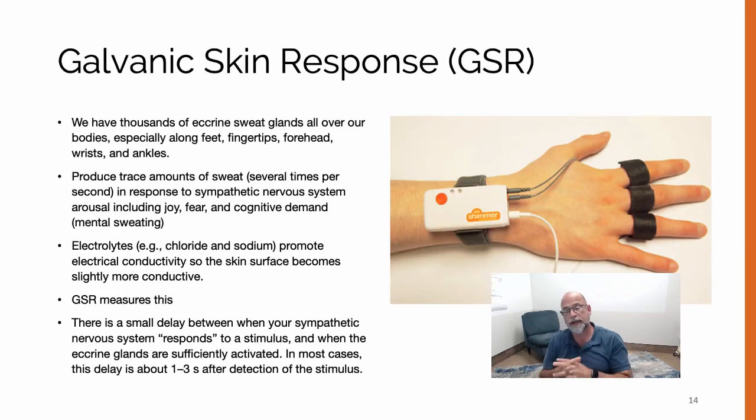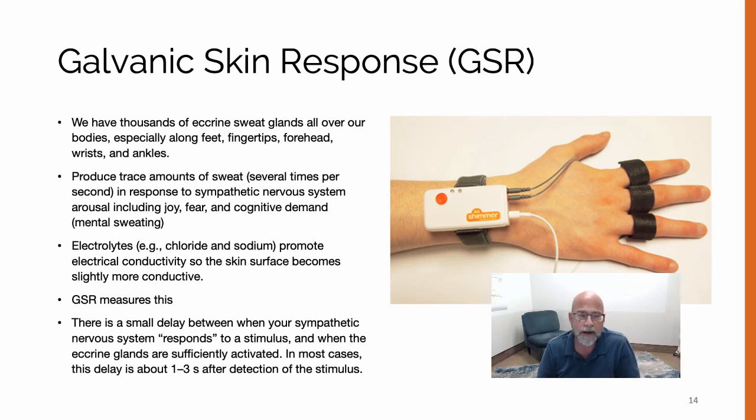Here's another one that I have found some very good use with. That's called galvanic skin response, or GSR. On our hands and various other places, feet, fingertips, foreheads, etc., we have these little sweat glands called eccrine sweat glands. They're different than our regular sweat glands that we get sweat from when we're outside and exercising. They're smaller, and they produce just a trace amount of sweat, usually several times a second, in response to how our sympathetic nervous system is acting.